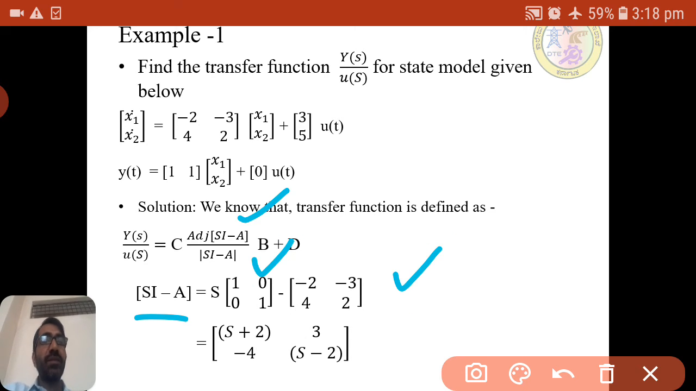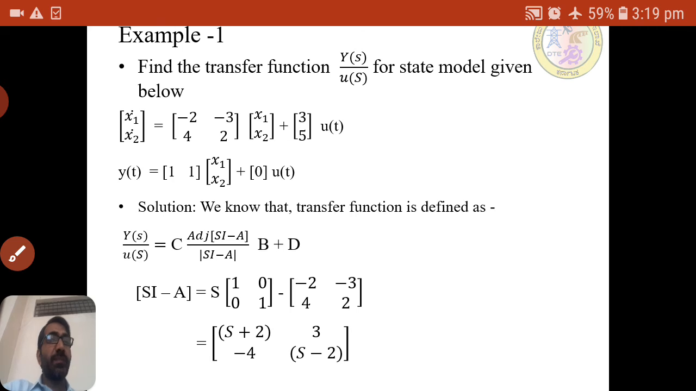So multiplied with that is A matrix, sorry, minus A matrix, and if you do the subtraction, then you will get S minus of minus 2, which is S plus 2, and 0 minus 3, minus of minus 3 plus 3, and this is S into 0, 0, so this is minus 4, and this is S minus 2, okay, S minus A.